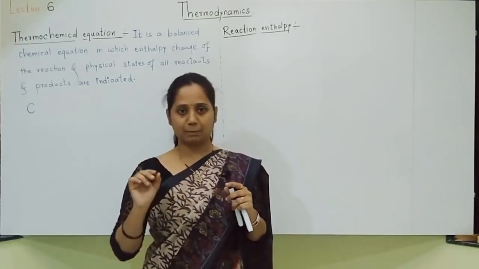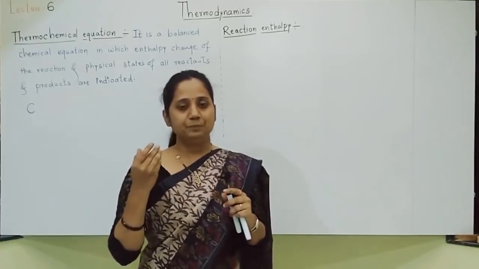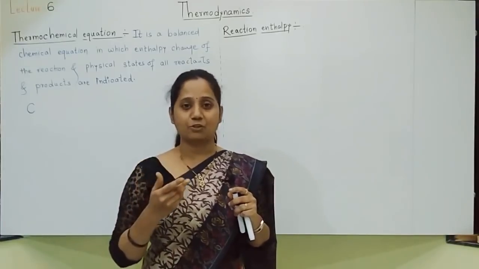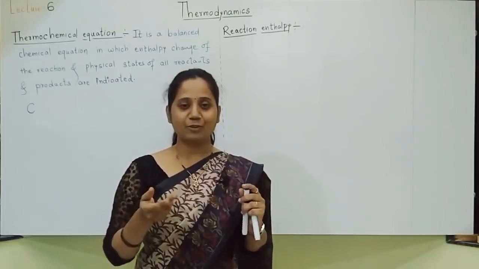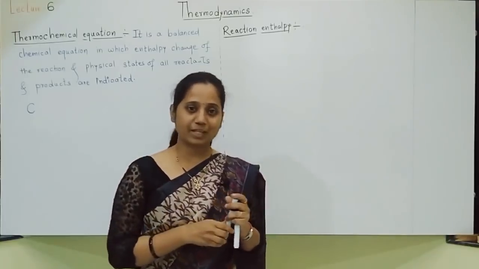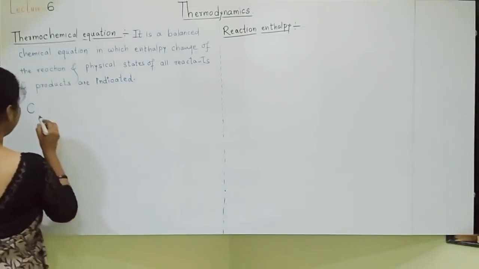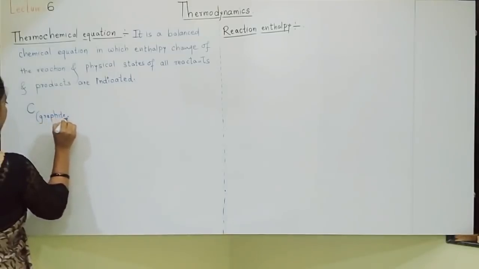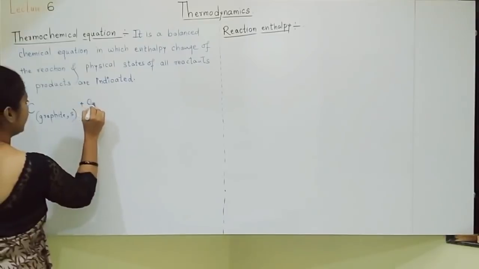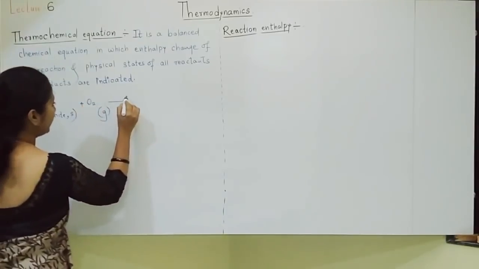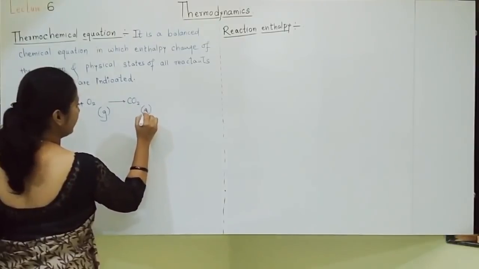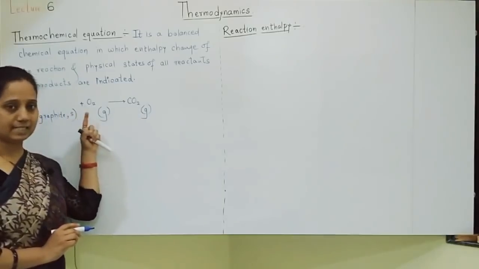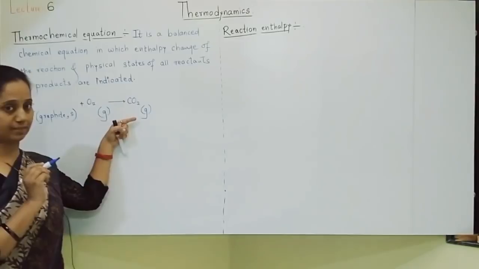One is graphite, one is diamond. And of course students, you know that for chemical reactions, diamond nobody will use, and of course the graphite form of carbon is used. So for carbon, I must write in brackets its allotropic form graphite, that is nothing but solid, reacts with oxygen, a gas, and it gives out carbon dioxide, which is also a gas. Like this, physical states of all reactants and products are mentioned.